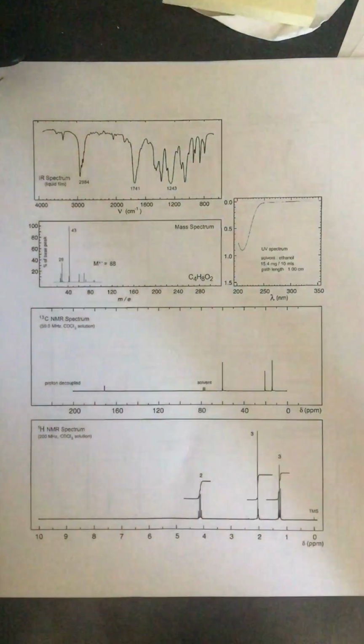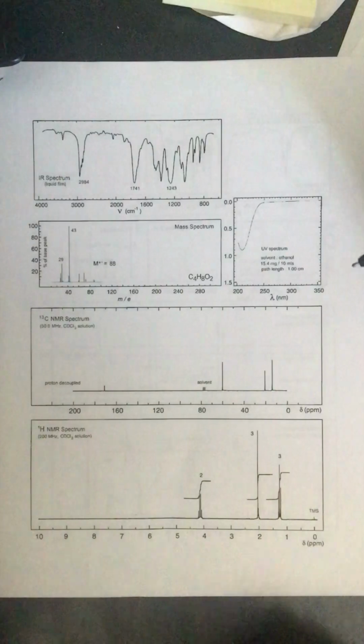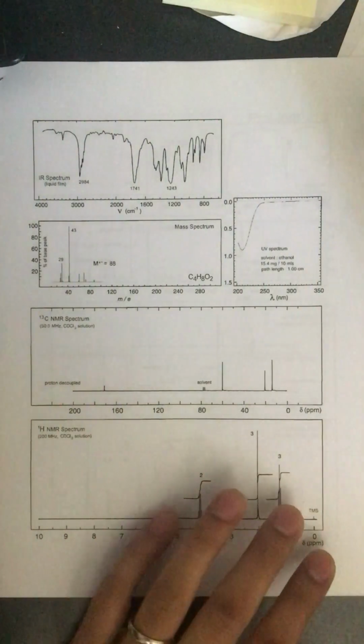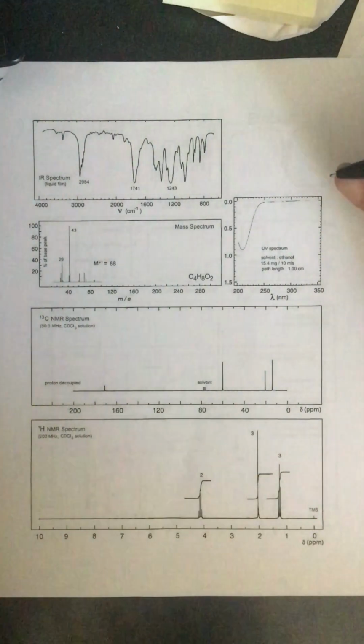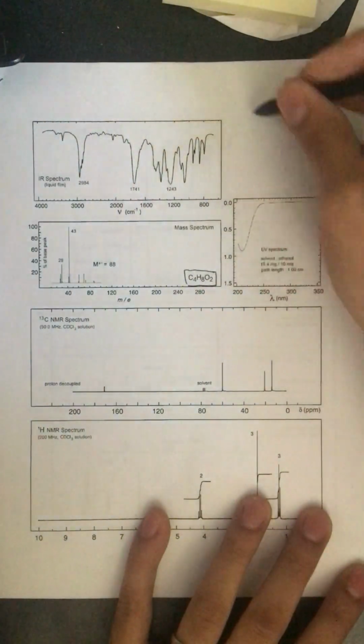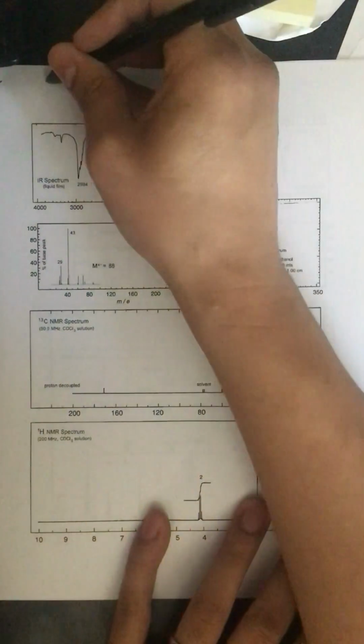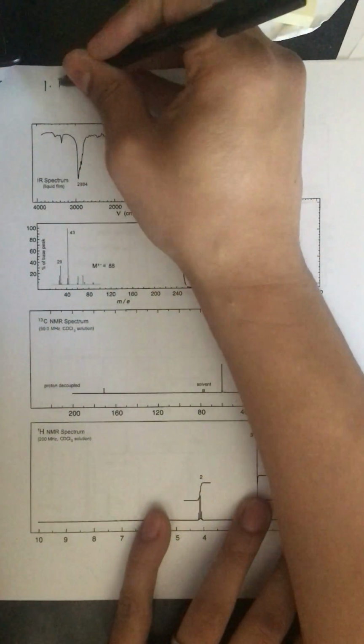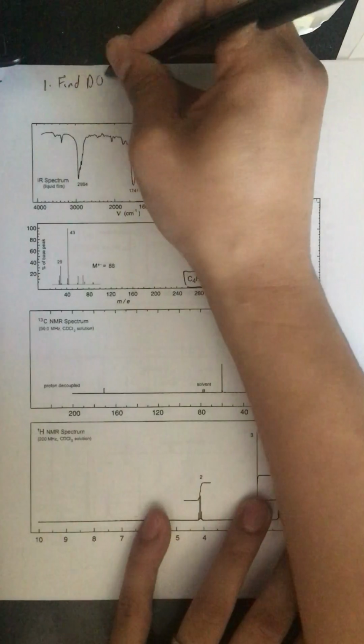This is fall 2024 worksheet 1. So I'm just going to go through this packet very quick. The first thing I'm going to do here is take this formula and do degrees of unsaturation. This is always step 1. 1 should be find degrees of unsaturation.